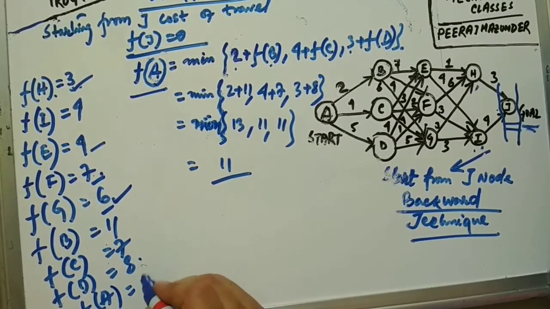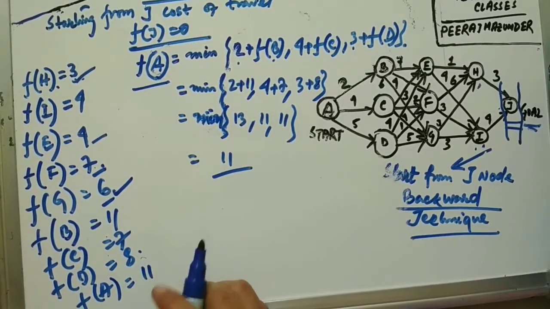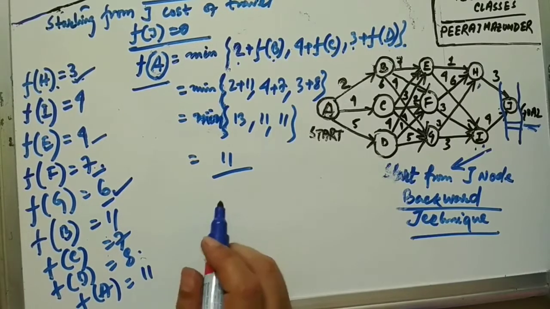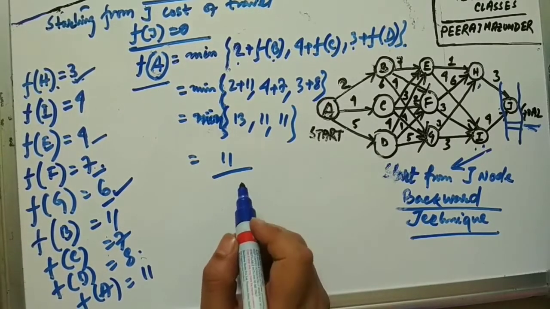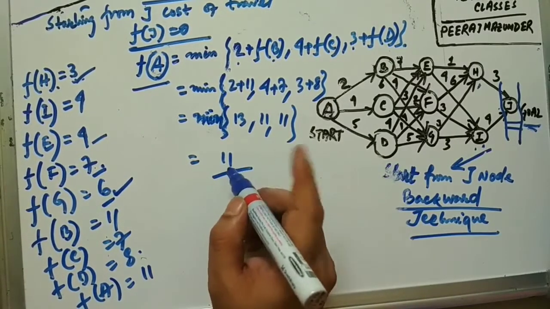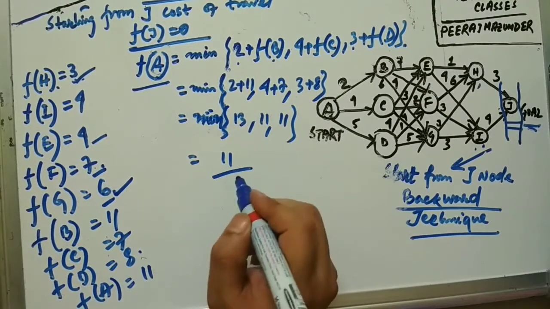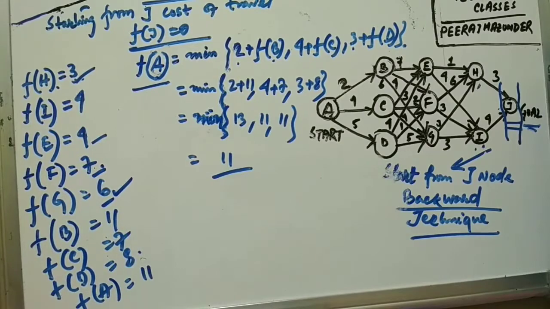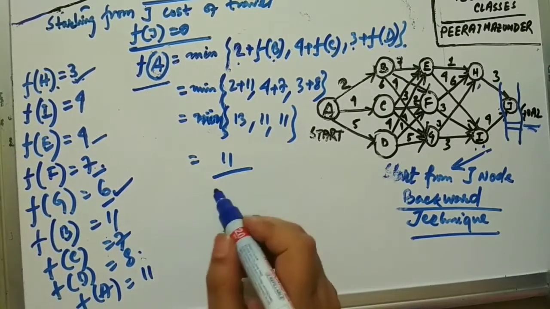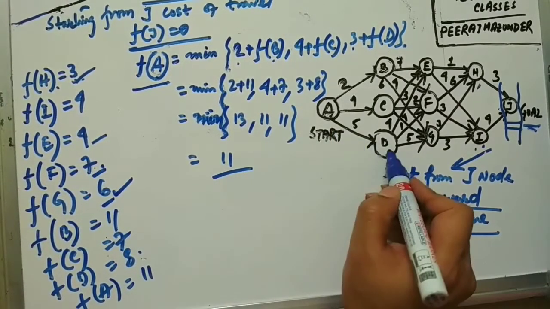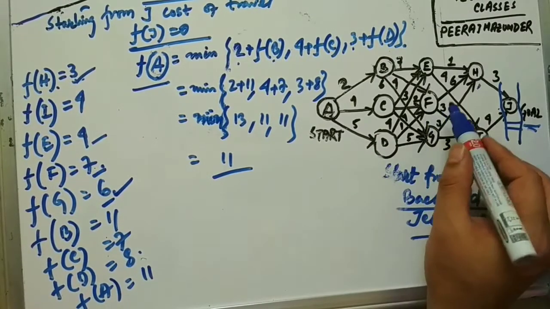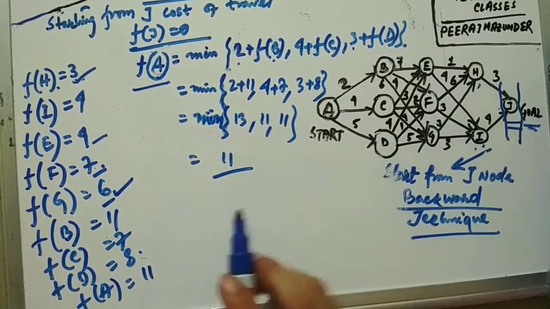Coming to be 11. Okay, f of a. Now we have got all the values. Now we have to find the optimal root. Now optimal root from this calculation you can see very easily. Now look, the optimal root is a d f I j. Why?